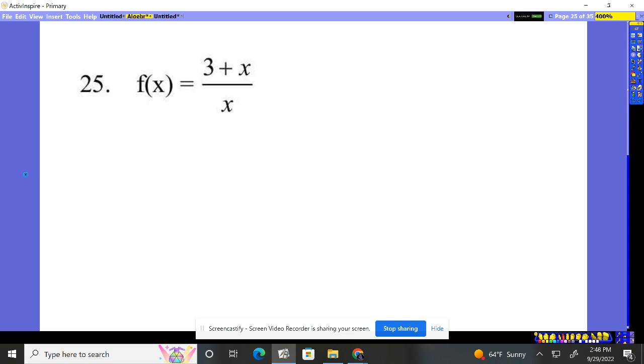This one, we messed this up for some reason, though it's this simple. The bottom can't be a 0. Right there's your answer. X can't be a 0. So we simply say, hey, everybody works except x itself can't come out to be a 0.